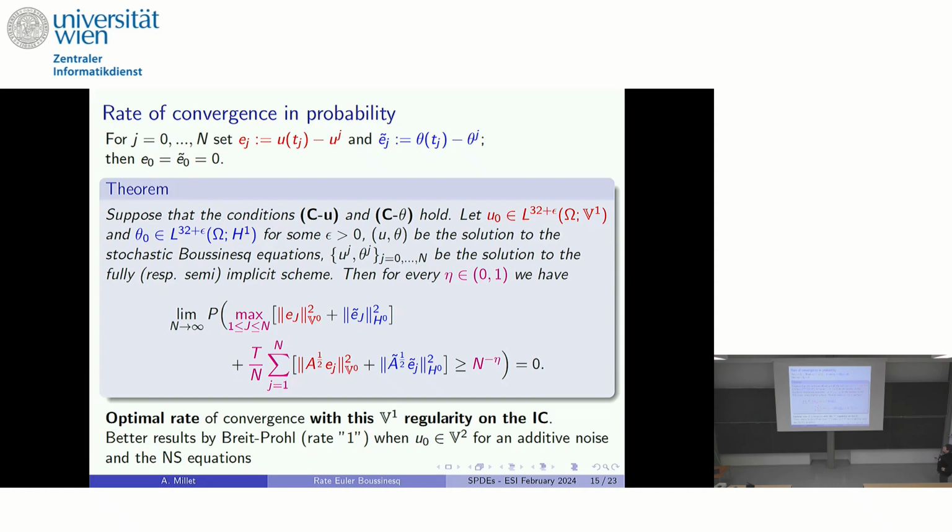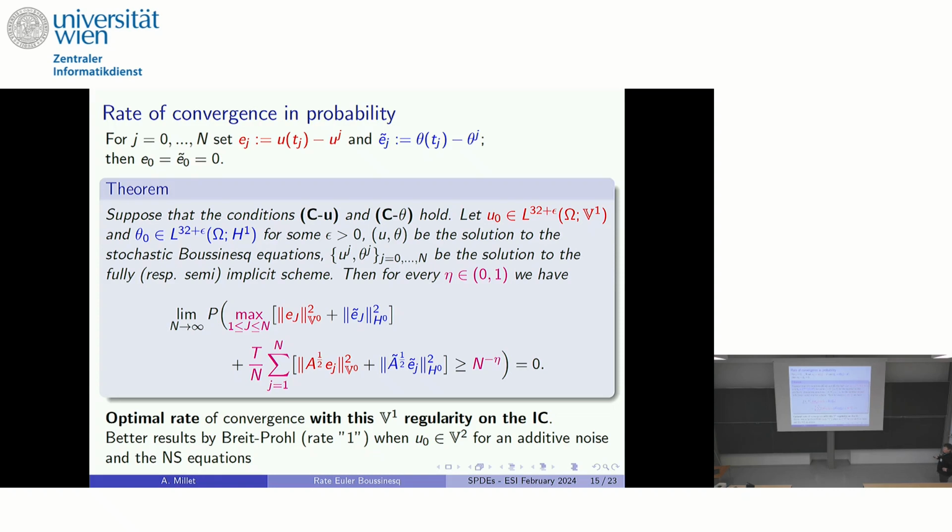I have a rate of convergence in probability, which is, let's say, almost a half. So what do I mean by that? I look at the maximum. This notion of rate of convergence in probability, I think it was introduced by Jacques Printemps very long ago. And Arnaud, do you think it was earlier, or it's Jacques? I think it's Jacques who introduced it. So here you look at the probability that, on one hand, the maximum of the L2 norms of your error terms, and on the other hand, some kind of time integral of the H1 norm, exceeds some bound.